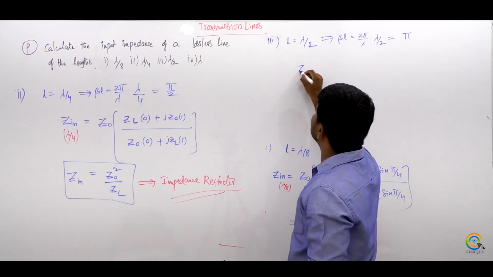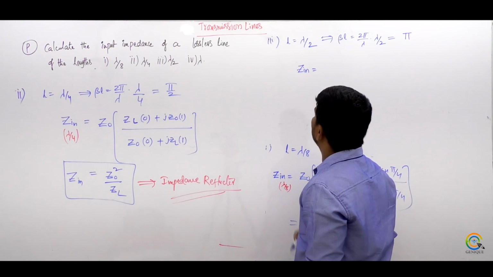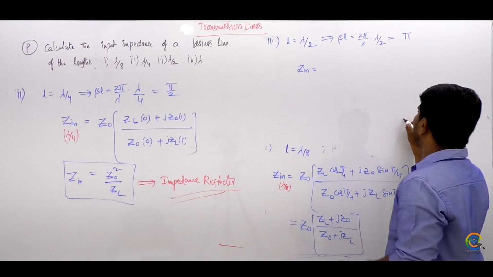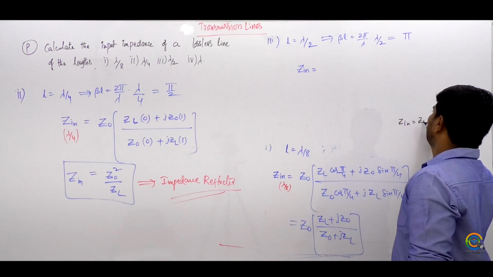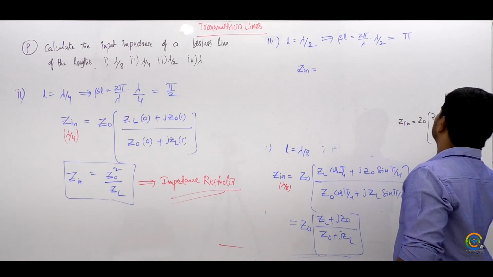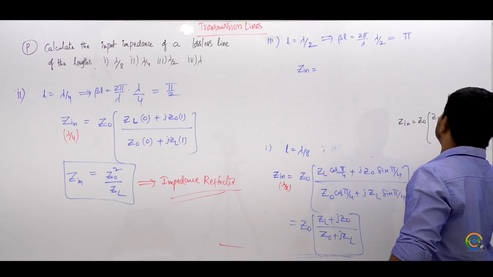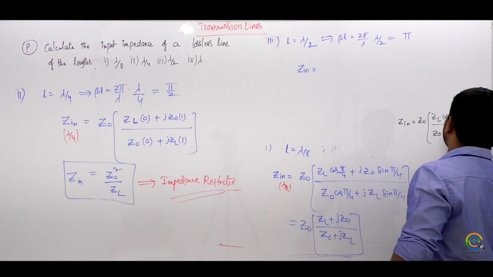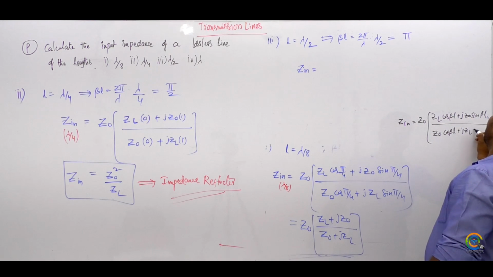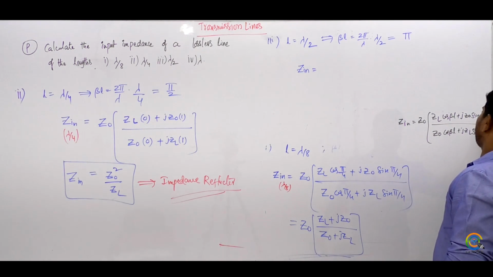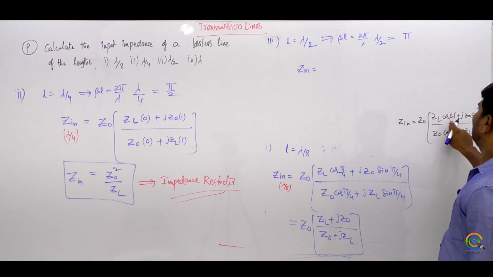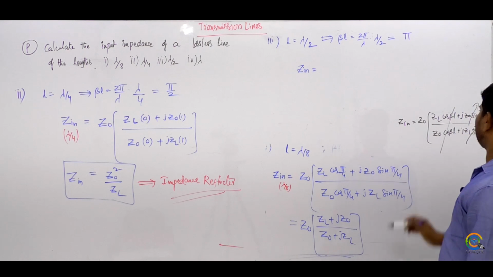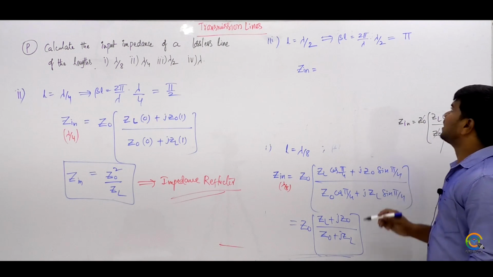So similarly, what will you get? What is the Zin expression? Zin is equals to Z0 (ZL cos beta L plus jZ0 sin beta L) divided by (Z0 cos beta L plus jZL sin beta L). If you put beta L as pi, this will be 0, then this will be 0. Cos beta L gets cancelled, and Z0 will get cancelled.